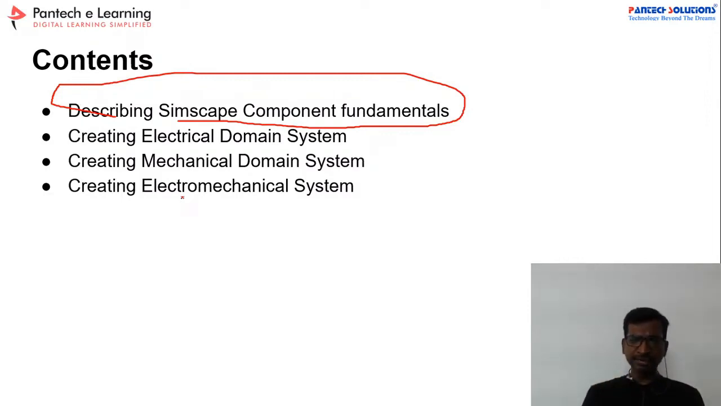Similarly, in mechanical systems, again if you multiply the through variable with the across variable, you get the mechanical power, right? So what is the through variable in the mechanical domain? Can you please comment?